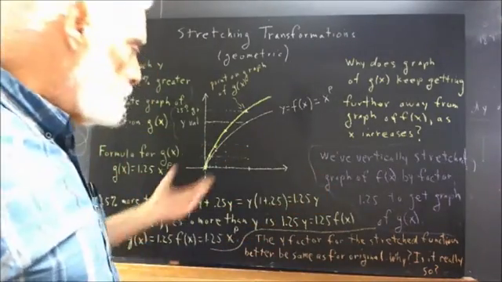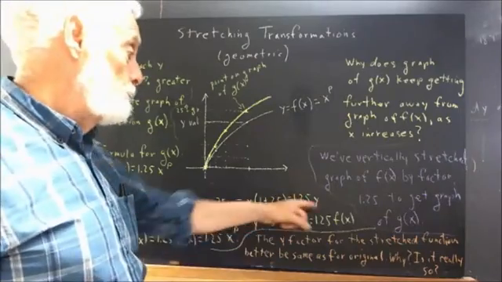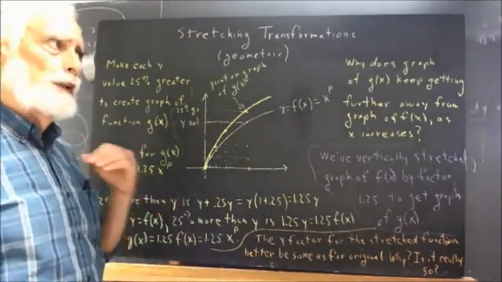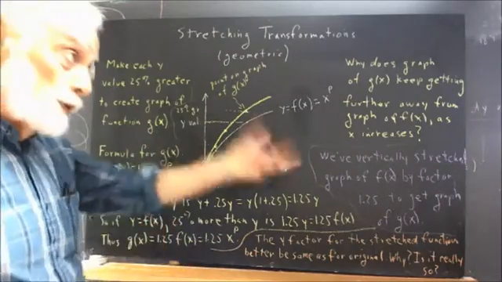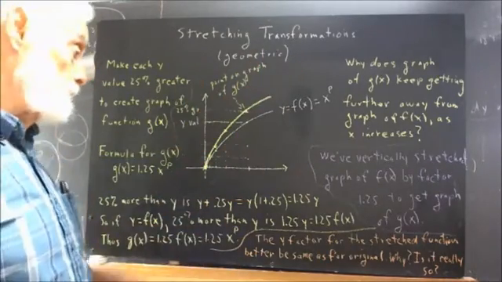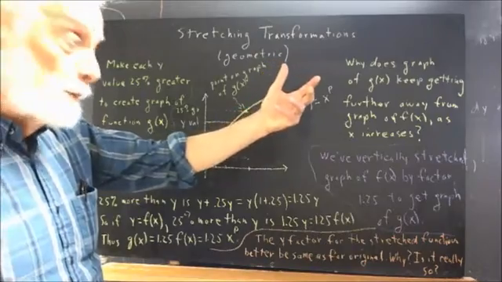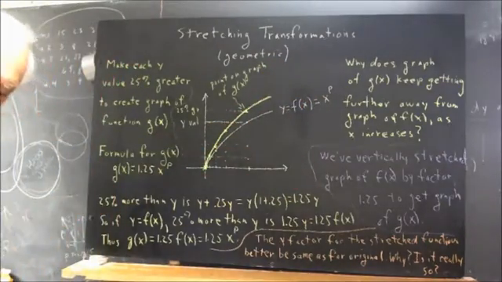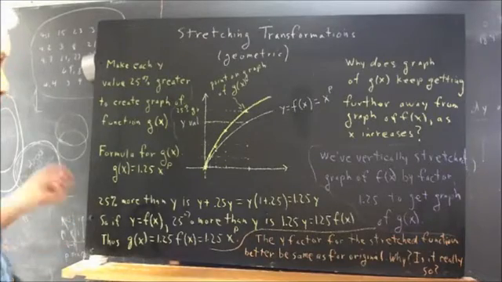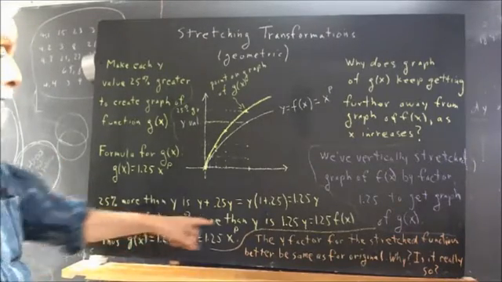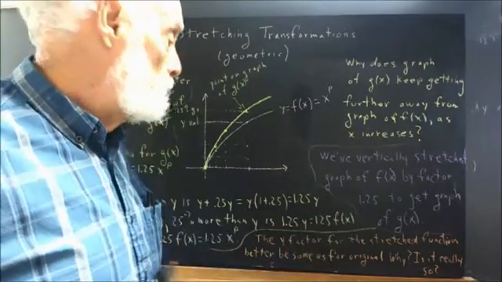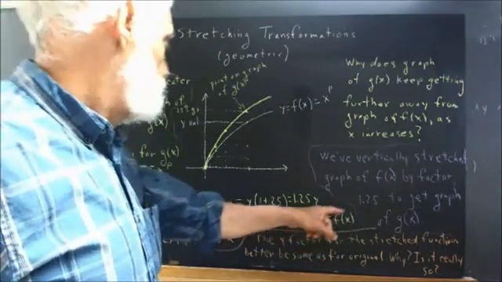So 25% more than y is 1.25y. Another way of saying that would be 25% more than y is 100% of y plus 25% of y. That would be 125% of y, which is 1.25y. So we can think about it in a variety of ways. So if y equals f of x, 25% more than y is 1.25y, which is 1.25 f of x.